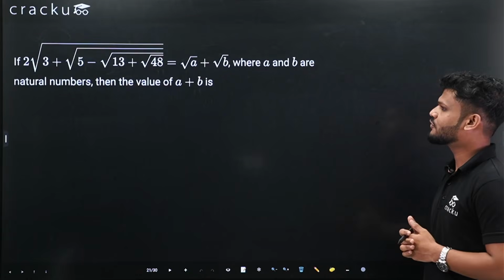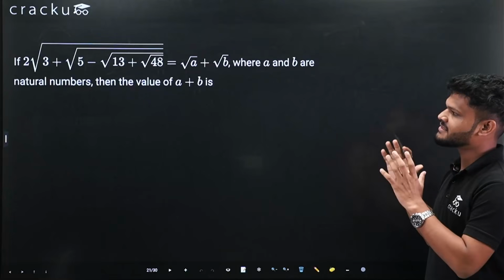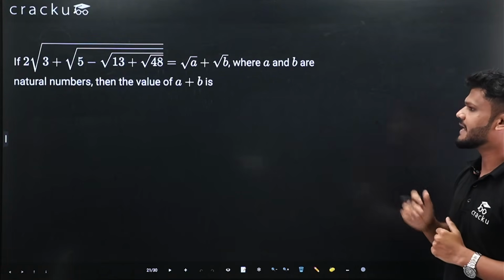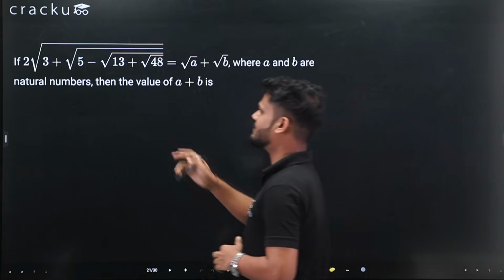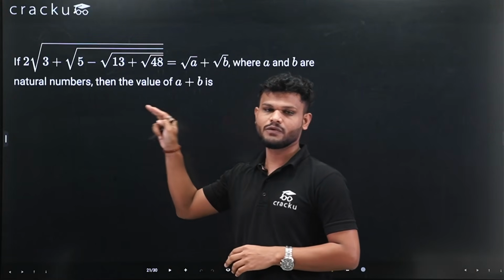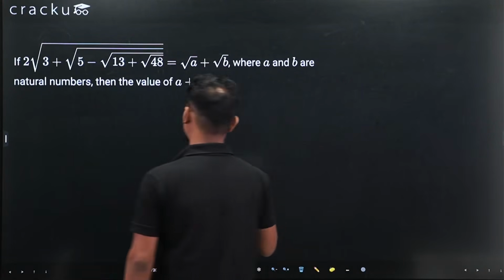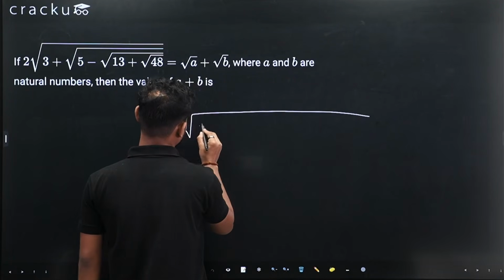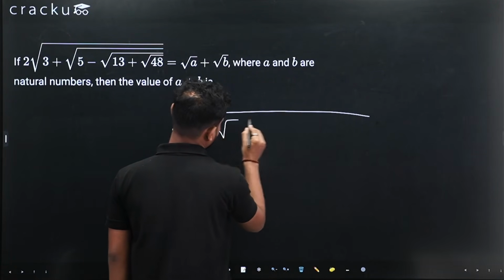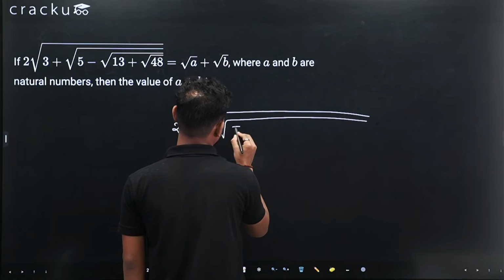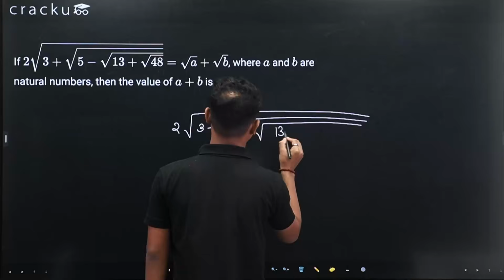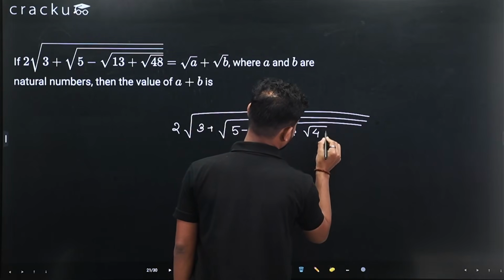In this question, we have to write the given expression in the format a under root a plus under root b, such that a and b are natural numbers. Always remember, whatever will come outside the root will be a positive number. So it is given 2 under root b plus under root 5 minus under root 13 plus under root 48.